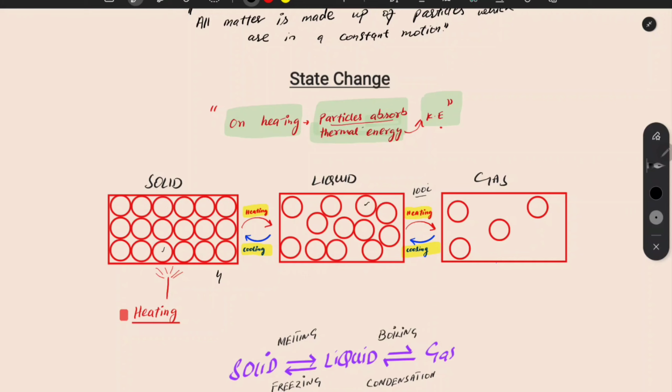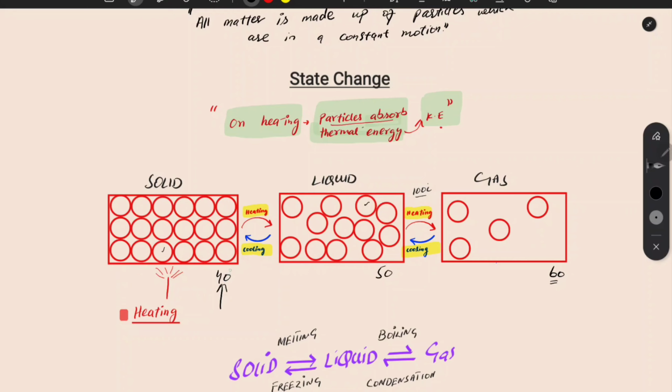Let's suppose solid particles have 40 kinetic energy, and the particles of liquid have 50 kinetic energy, and the particles of gas, as we have just studied, have the highest kinetic energy, so we are just writing this supposed value. If you want to convert solid into liquid, then you have to provide energy to the solid so the particles of solid can move just like particles in the liquid state.